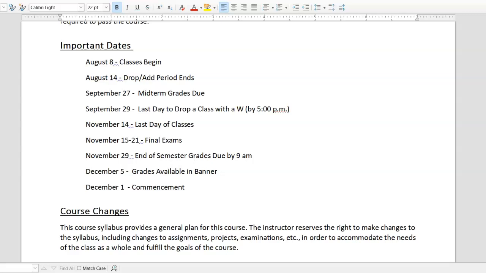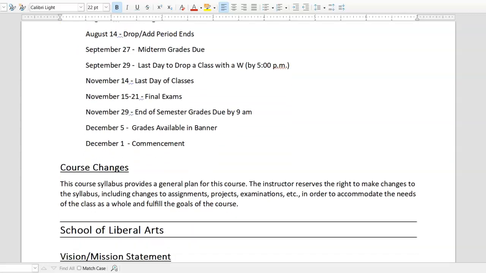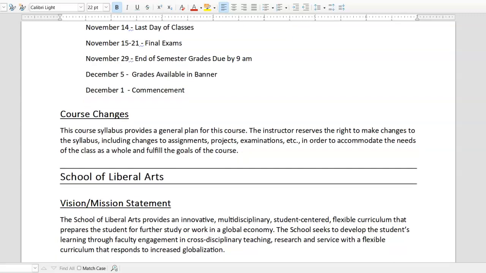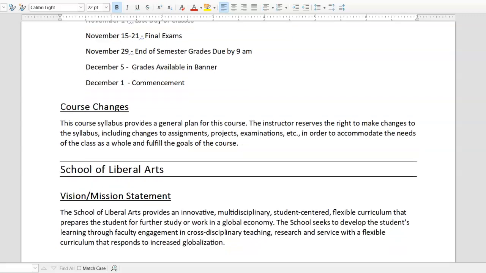So, that being said, on the 27th, you'll have until the 29th at 5 p.m. to decide if you want to continue the course. If not, you can drop it by September 29th with a W. That means it will show up on your transcript as an attempted course, but it won't actually hurt your overall average. Now, over time, you're only allowed so many W's for any particular course, so you want to take that into account as well. Again, the 14th of November is the last day of class, and the 15th through 21st are final exams.